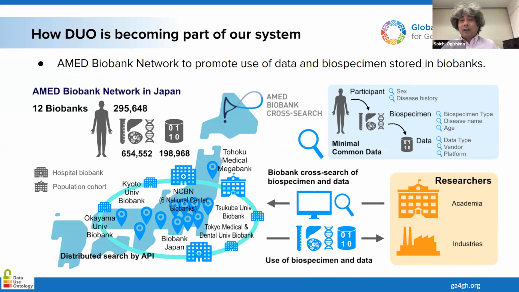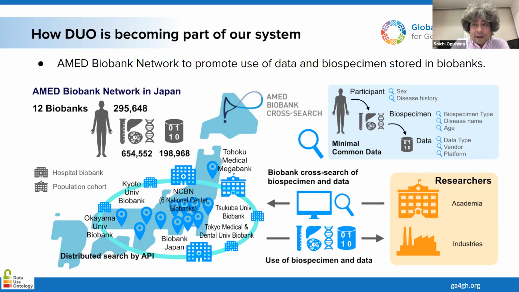Yes, how DUO is becoming part of our system. In Japan, there are over 50 biobanks storing high quality biospecimens and data, and among them there are several major biobanks and several clinical biobanks. For promotion of use of biospecimens and data in biobanks, we have started a new project aiming at the development of a biobank network connecting the 3 major biobanks and the clinical biobanks in Japan by a cross-search system of biospecimens and data, and aiming at a one-stop service for fast access to the biospecimen data.